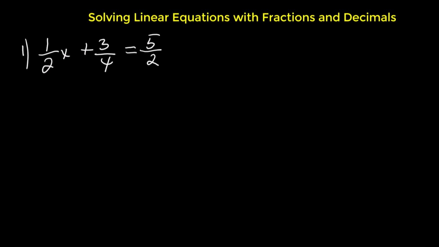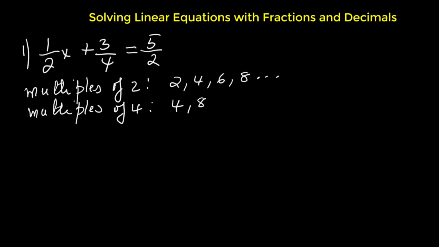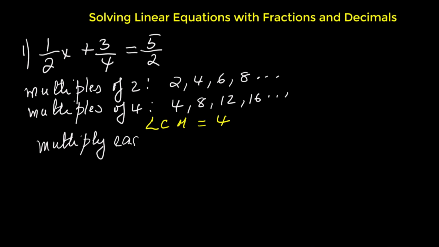To find it, we list out the multiples of each number. Multiples of 2 are 2, 4, 6, 8. Multiples of 4 are 4, 8, 12. Now look for the smallest number they both share, that's 4. So we'll multiply every term in the equation by 4. This will eliminate the fractions and make the equation easier to solve. So multiply every term by 4.